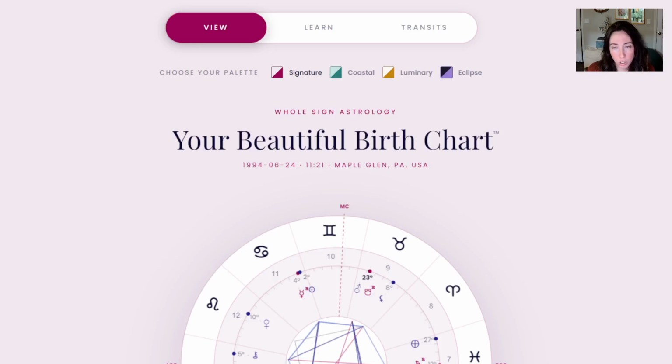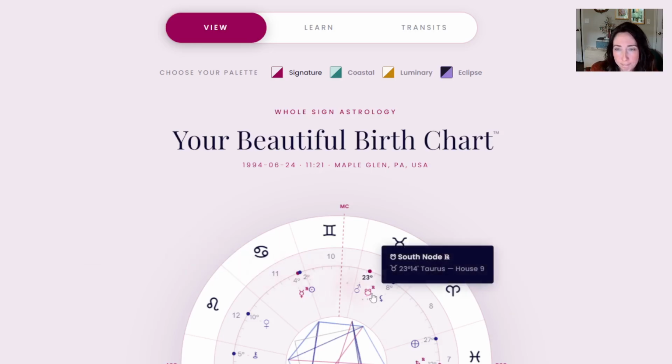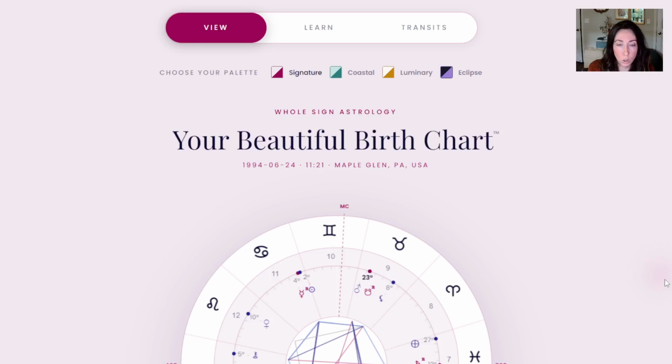If you're new here with me, I just want to take a moment and try to explain how to read transits on your chart. To be fair, I'm using a whole sign astrology chart for this, so I think it's maybe a little bit cleaner to understand, but this is my preferred method for reading charts, period. So we're going to use this. This is your beautiful birth chart.